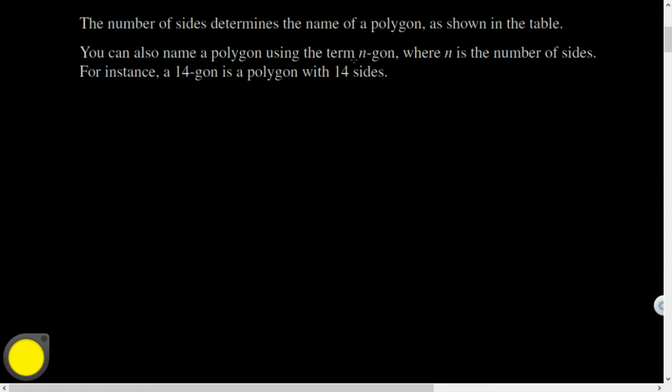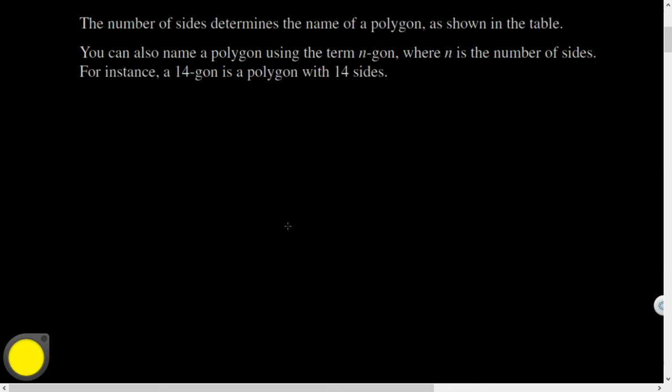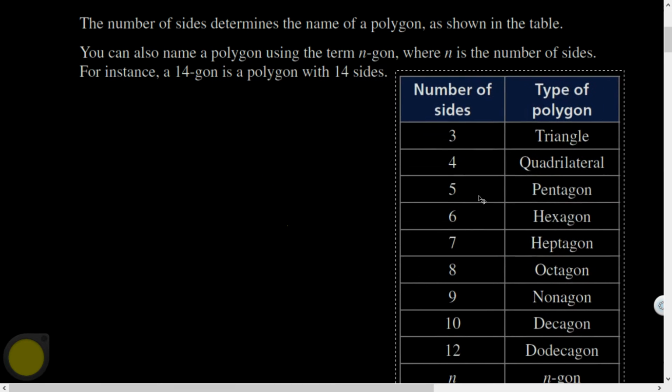You can also name a polygon using the term n-gon, all right? Where n is the number of sides. For instance, a 14-gon is a polygon with 14 sides. So in terms of this table, you guys know most of these by name. Actually, I've even been training my 5-year-old, Everett. He knows some of these by name.